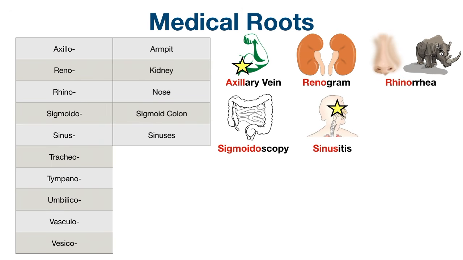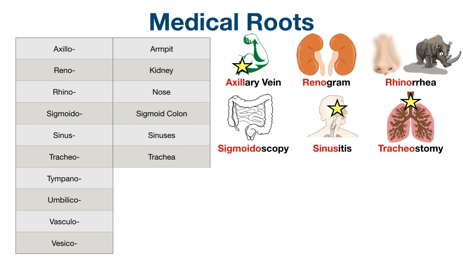Next is sinus, which refers to the sinuses. It's another easy one to remember because the root word sinus is self-explanatory. You can think of sinusitis, which is inflammation of the sinuses, especially around the nose as indicated by the star. You'll learn in the suffix video that itis means inflammation.